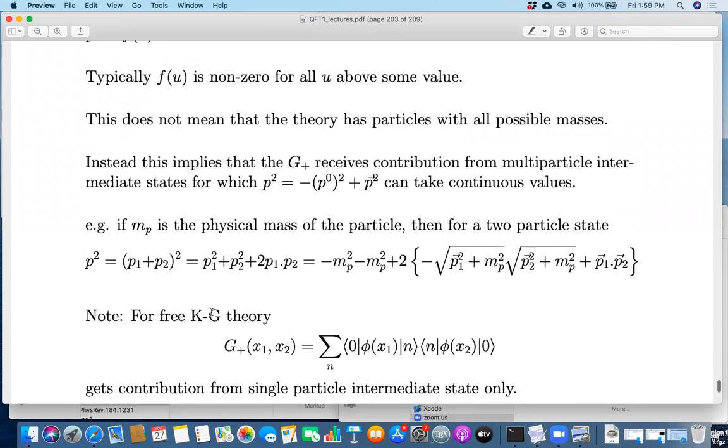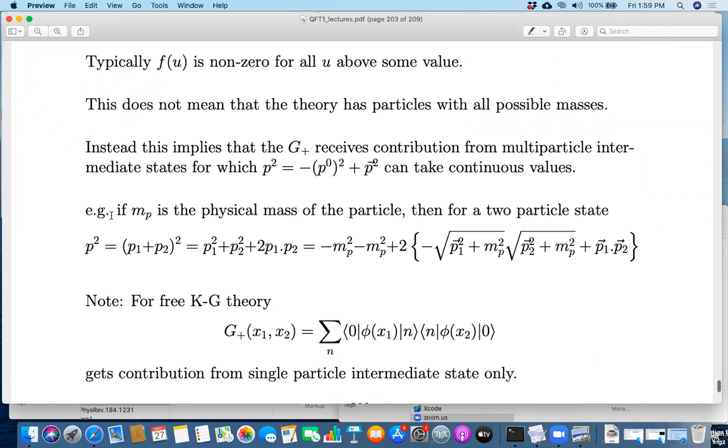So let me just explain how it works. Let's suppose that mp is the physical mass of the particle. Then if you take a two particle state, let's calculate the p square of the two particle state. Suppose our individual particle momenta are p1 and p2. So p square is given by (p1 plus p2) square, which is here.